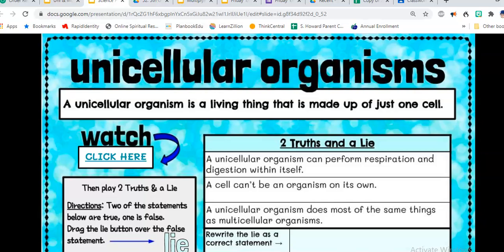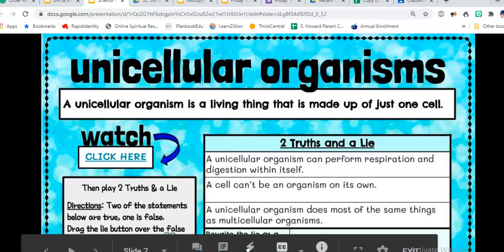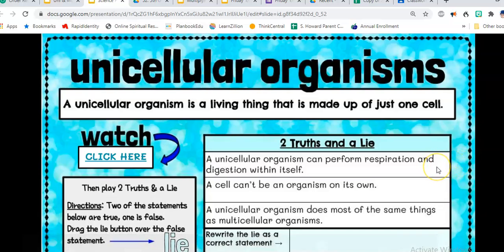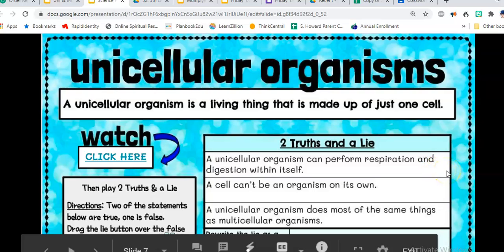And then we have some statements here, and you are to read them and determine which two are true and which one is a lie. All right, so you have these three statements here. A unicellular organism can perform respiration and digestion within itself. So the one cell can perform respiration and digestion all within its own self.